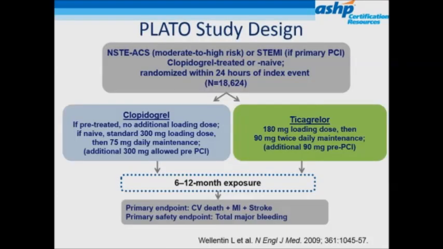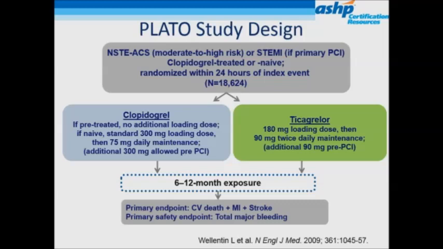And so this is the PLATO trial. This is the landmark trial, so to speak, that led to ticagrelor's approval worldwide for the indication of ACS, NSTEMI or STEMI, excuse me. So it was a head-to-head trial in 18,000 patients compared to clopidogrel.